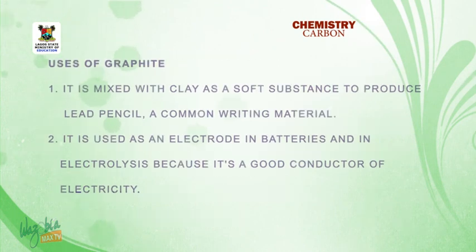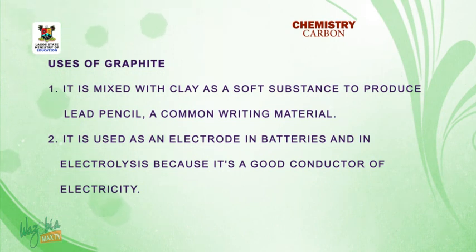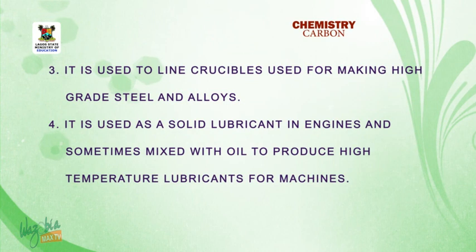Let's consider the uses of graphite. One, it is mixed with clay as a soft substance to produce lead pencil, a common writing material. Two, it is used as an electrode in batteries and in electrolysis because it's a good conductor of electricity. Three, it is used to line crucibles used for making high-grade steel and alloys. Number four, it is used as a solid lubricant in engines and sometimes mixed with oil to produce high-temperature lubricants for machines.